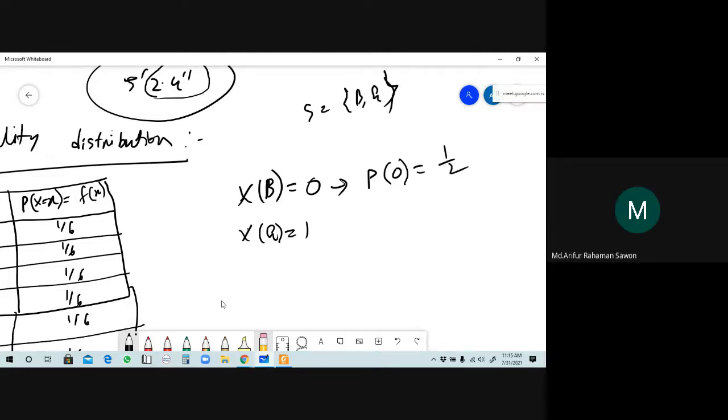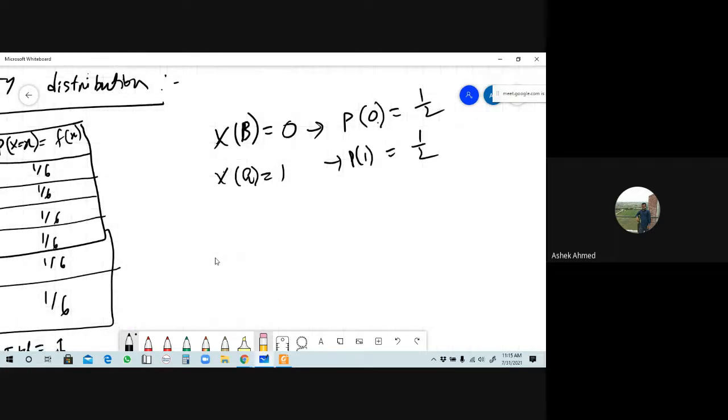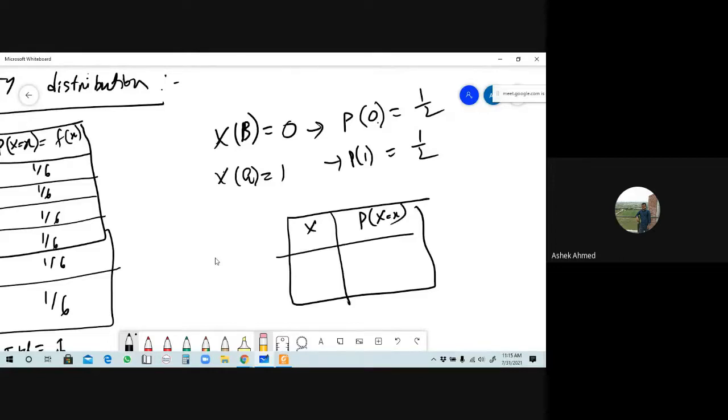Okay, so now 0 means boy and 1 means girl, which probability is also 1/2. Understand? Response. From here we can say that the probability distribution table will be: this is x and this is the probability of X equals small x. Okay, for 0 it is half and for 1 it is half. Is it right? Yes, sir.